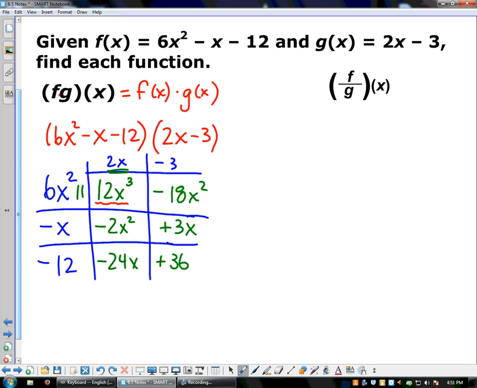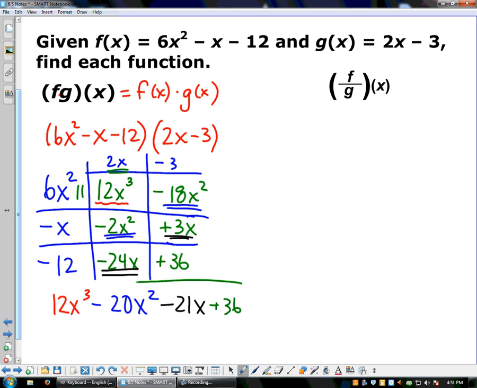So the only cubic term would be 12x to the third. My quadratics here with x squared minus 2x and a minus 18x squared for both of those, excuse me, minus 20x squared. My linear terms, minus 24x plus 3x, so I'll have a minus 21x, and then finally my constant bringing that down will be plus 36. So this is the product, or what you get from multiplying f times g.